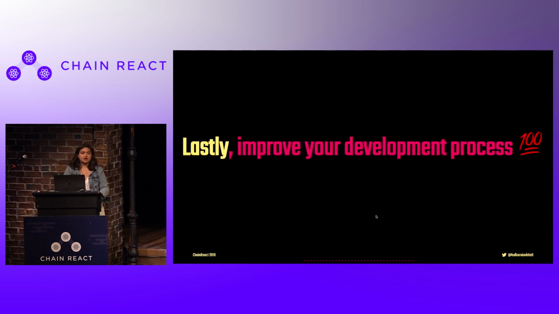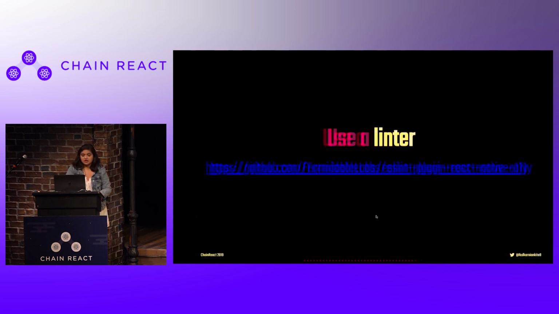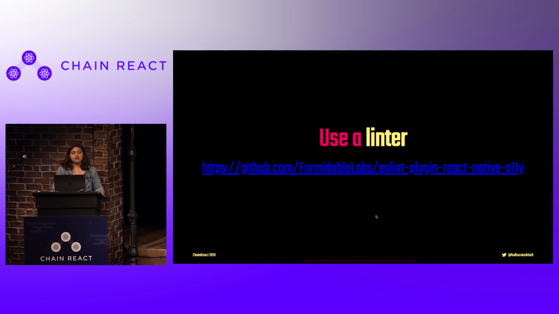And lastly, improve your development process. There is a linter from Formidable Labs, an ESLint plugin for React Native specifically. It will tell you when certain elements need accessibility properties. You can also add your own custom rules to it. When you add common components, just create a new rule: these are the elements, this is the specific rule, and this is the property you want it to prompt you for. It really helps a lot. I've used it on a few projects already, and it's great.